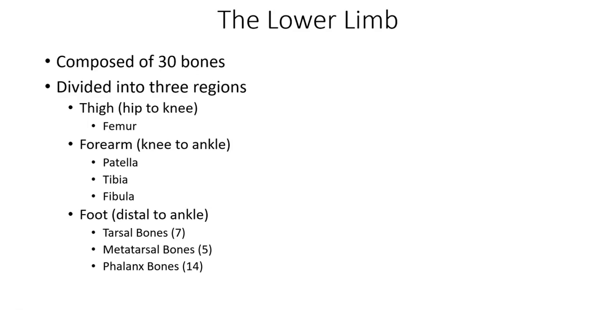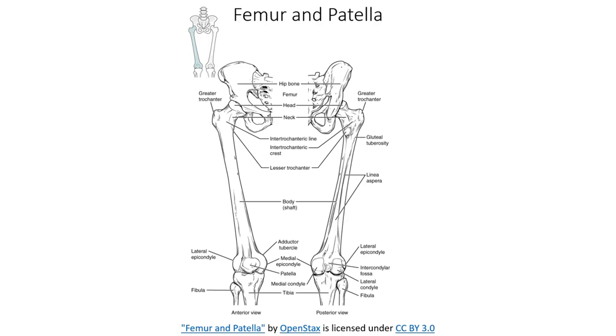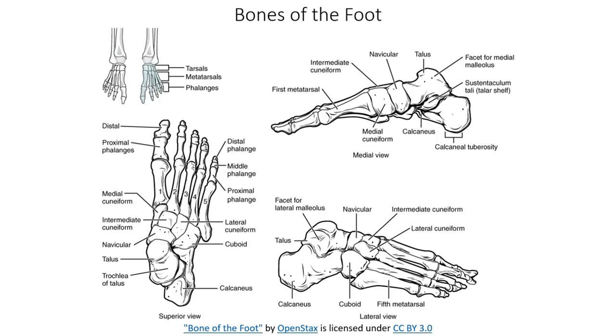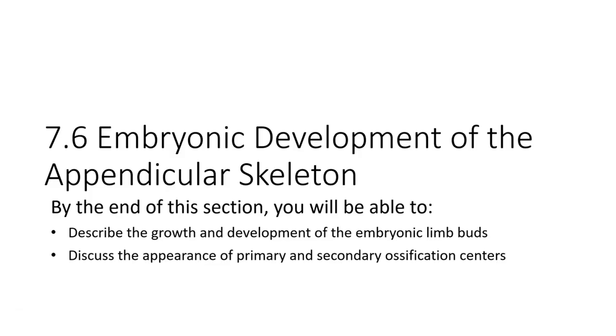And then the rest of the bones of the lower limb, we've got the thigh made up of the femur, the foreleg is the patella, tibia, and fibula, and then the foot is the tarsal bones, metatarsals, and phalanges of the toes. So again, I'm not going to go into a lot of detail here since we've covered this in lab, but we've got the femur up in the thigh area, fibula and tibia down there in the lower leg, and then bones of the foot again.